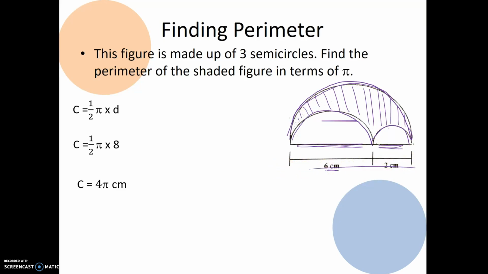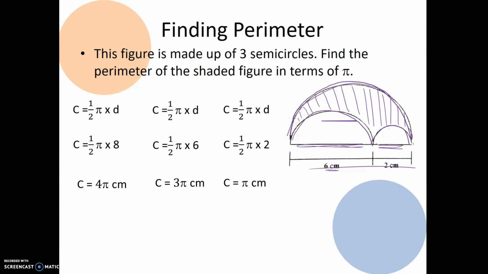And we're going to come up with 4 pi. Then we're going to find the perimeter of the medium-sized semicircle. So 1/2 pi times 6, and that's going to equal 3 pi. Then the small semicircle, which is just going to be pi, and we're going to add them all together, 4 pi plus 3 pi plus pi, and we're going to get a perimeter of 8 pi centimeters.